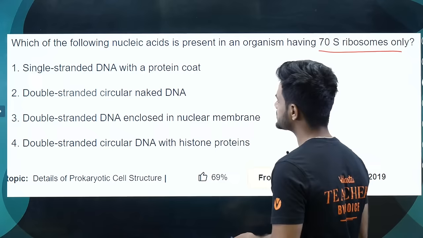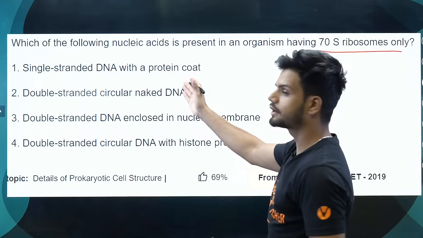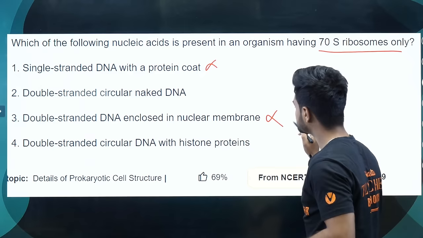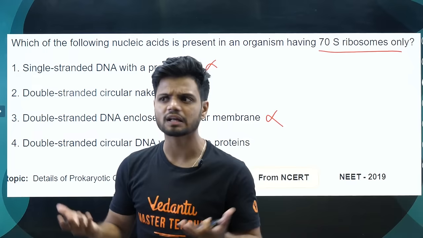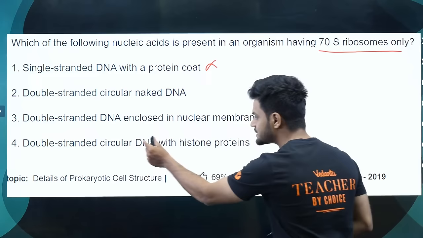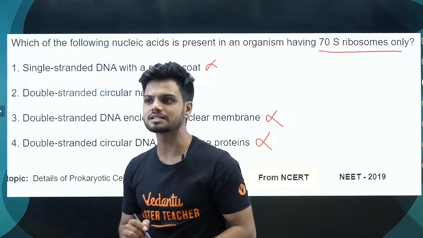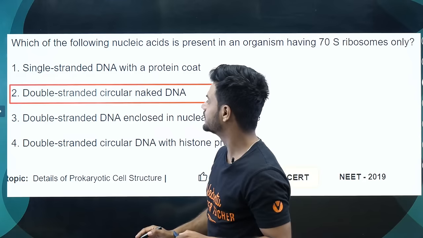Is it single-stranded DNA with protein coat? No, we cannot have a protein coat here; that is a virus. Double-stranded DNA enclosed in a nuclear membrane? No. In prokaryotes, do you find a nuclear membrane? No, you do not. Then double-stranded circular DNA with histone proteins? No. What is the answer now? The answer is double-stranded circular naked DNA.